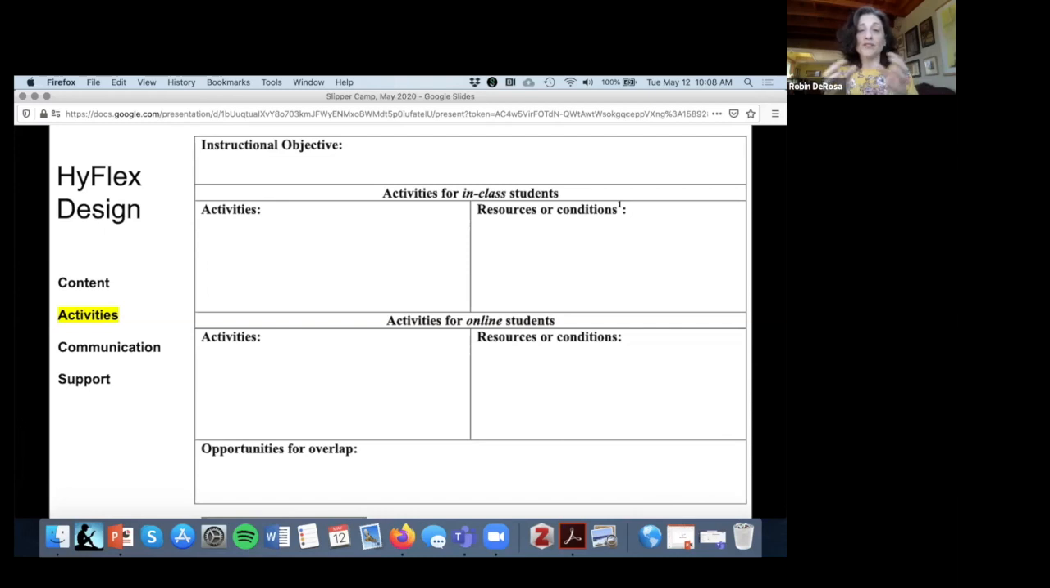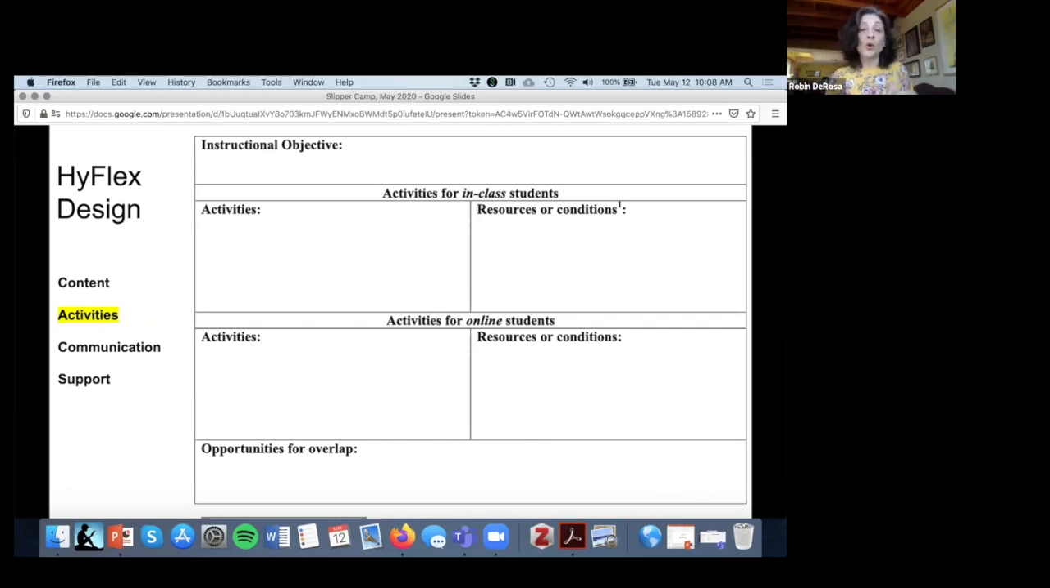So for example, this worksheet goes with activities where you might have group work in your class. Everybody split into groups of 4 and we're gonna go through these 4 questions. Now you have to translate that activity to an online-based activity. The same thing with communication, where you might tell your students something in a class. How's that communication going to be organized for your online students? And also support. You may offer certain kinds of support face-to-face and different kinds of support online.